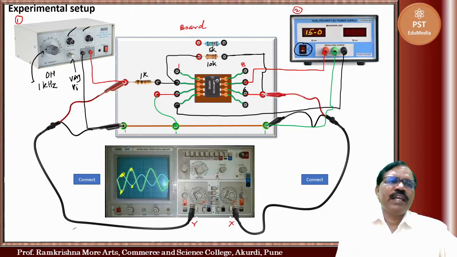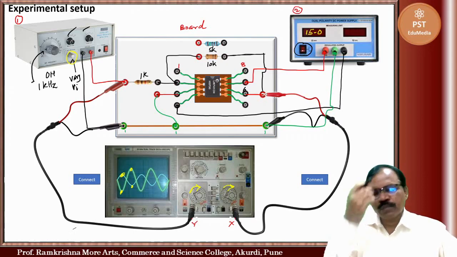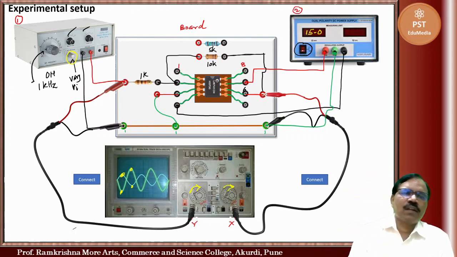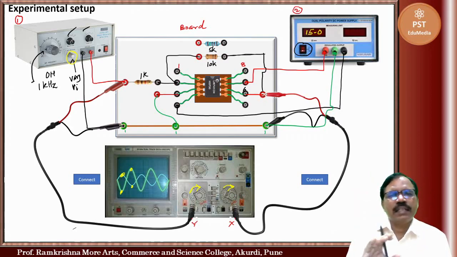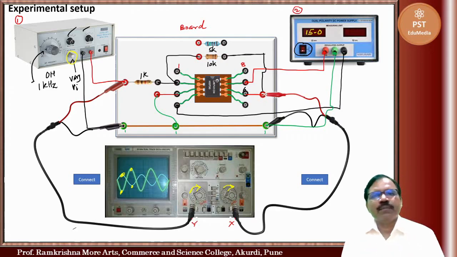Now go on varying this input voltage between 0 and 1 and measure the corresponding output voltage using the CRO. For that purpose we have to set the scale, that is, set the sensitivity of the CRO so that we get the signal properly on the screen. So we can measure output and input voltages.